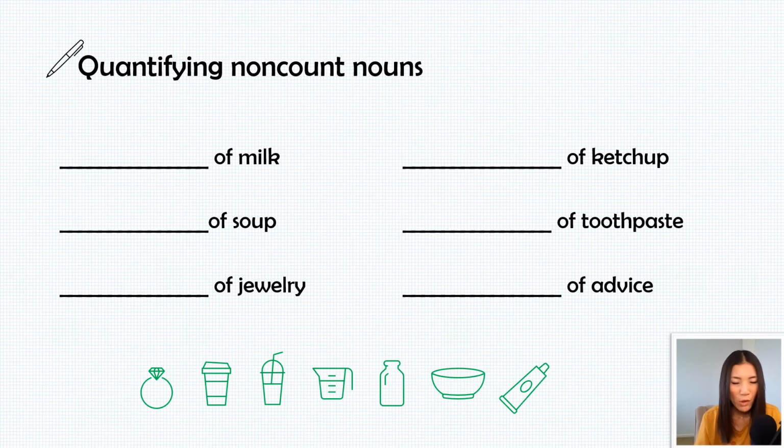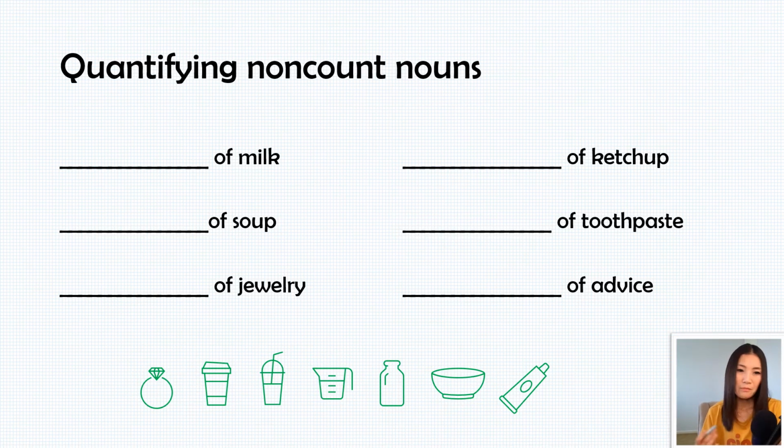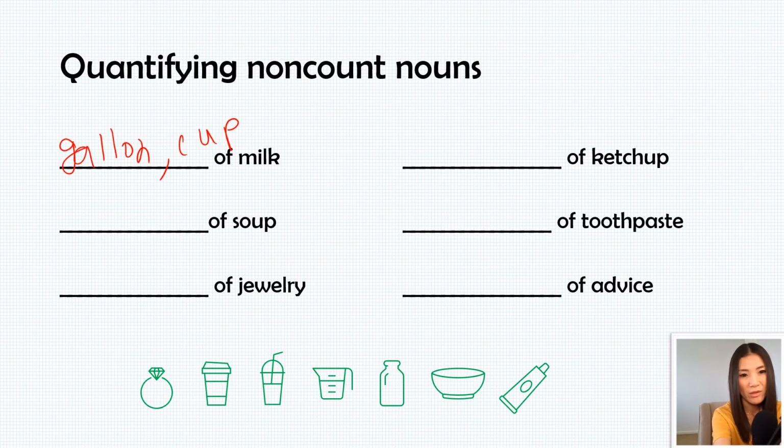Let's take a few moments to think about words that can quantify all of these non-count nouns. Please pause this video for more time. For milk and many other types of liquids that we consume, there are many ways to quantify them. For example, we can say a gallon of milk, or a cup of milk, a carton of milk.